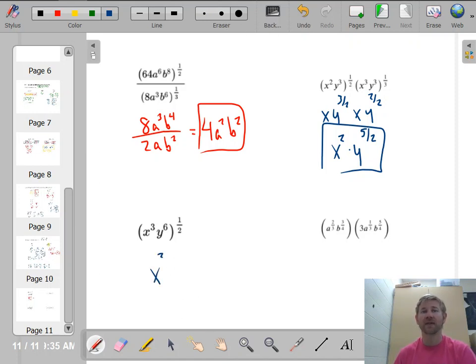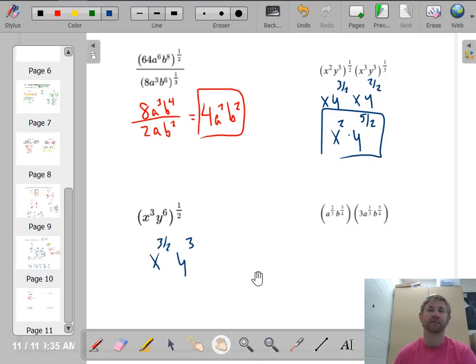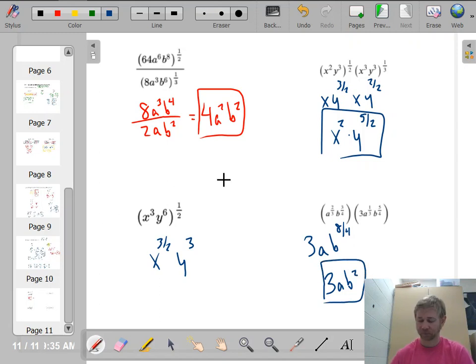Exponent rules, x to the 3 halves, y to the 3rd. That's pretty much all you can do here. Okay, 3 times 1/2 is 3 halves, 6 times 1/2 is 3. And we'll do one more, so let's focus on these two first. Well, the 3 is the only coefficient, so it's going to be a 3 out front, and then we'll do the a's. So how many a's do I have? 2/3 plus 1/3 is 1. 3/4 plus 5/4 is 8/4. So that's 3a, 8/4 is b squared. So 3a, b squared. Okay?